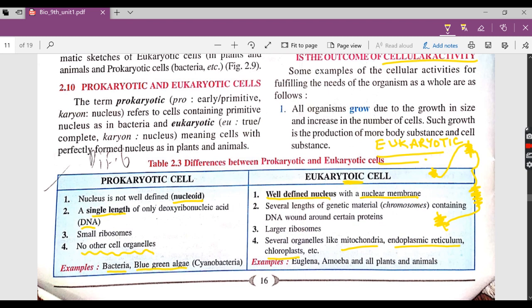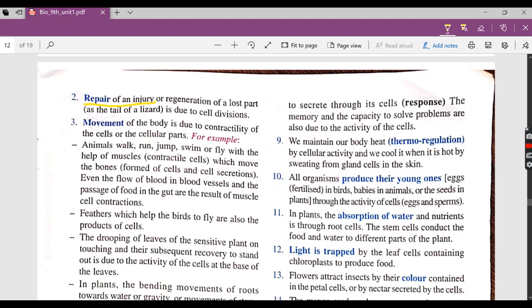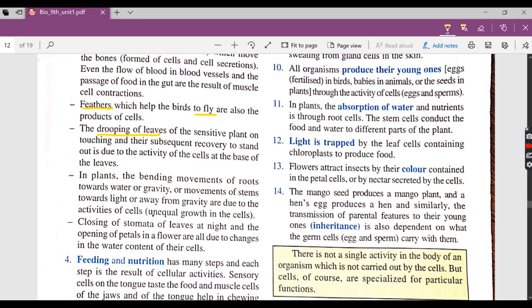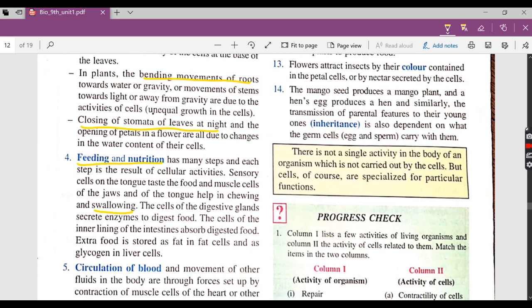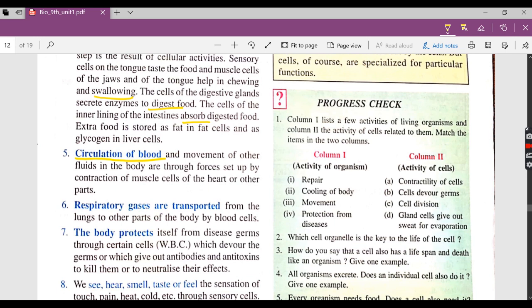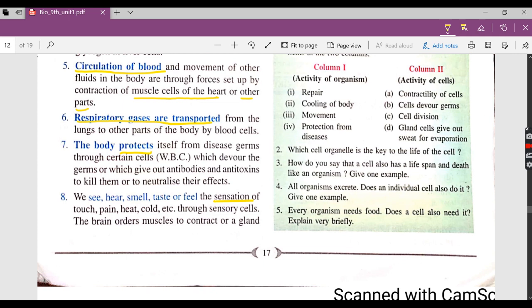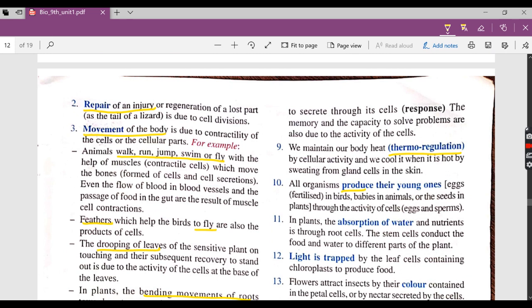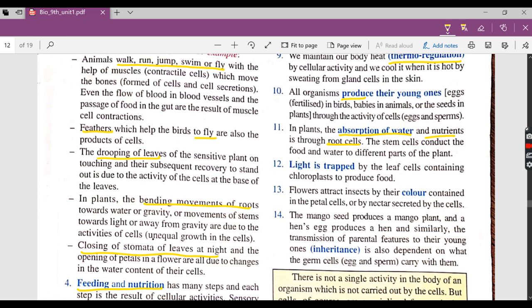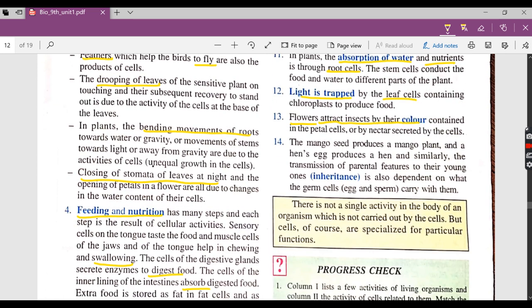It is quite simple. So the growth of organisms, the repair of injury, movement of the body, be it walking, running, jumping, flying, the feathers used in flying, drooping of leaves, bending movement of roots, closing of stomatal leaves, feeding and nutrition, including swallowing, tasting, digestion, absorption, circulation of blood in the muscle cells of the heart and other parts, respiratory gases, the transportation of it, the protection of body against germs and bacteria, the sensations, the thermoregulation, reproduction, absorption of water and nutrients through root cells, the trapping of light by leaf cells, the attraction of insects by the flowers with the help of their colors, and the transmission of parental features from parents to their young ones.